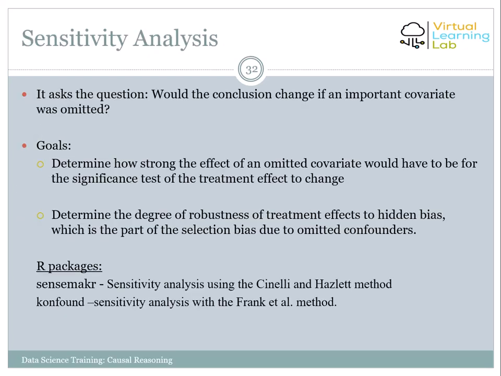After you estimate the average treatment effect, it is critical to do a sensitivity analysis. Sensitivity analysis is the last step of propensity score analysis. It asks the question of whether the conclusion would change if you had omitted an important covariate. Remember, propensity score analysis only controls for observed covariates, so it's important to understand the impact of omitted covariates. The packages to do that include sensemakr and konfound.